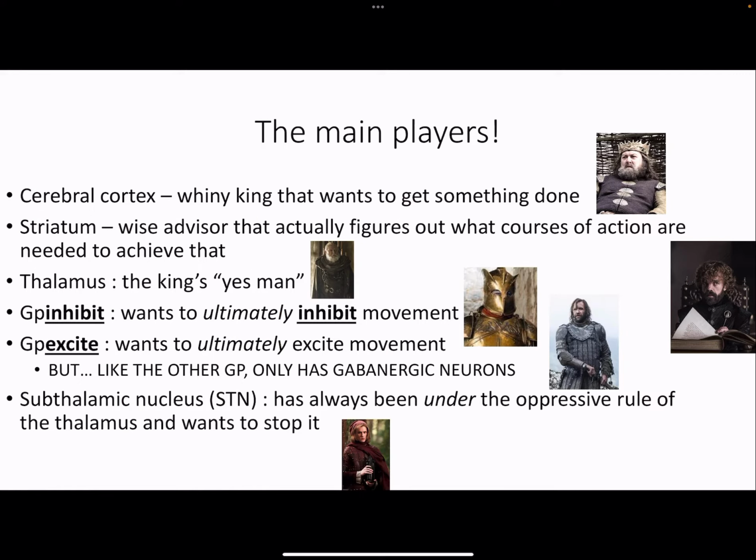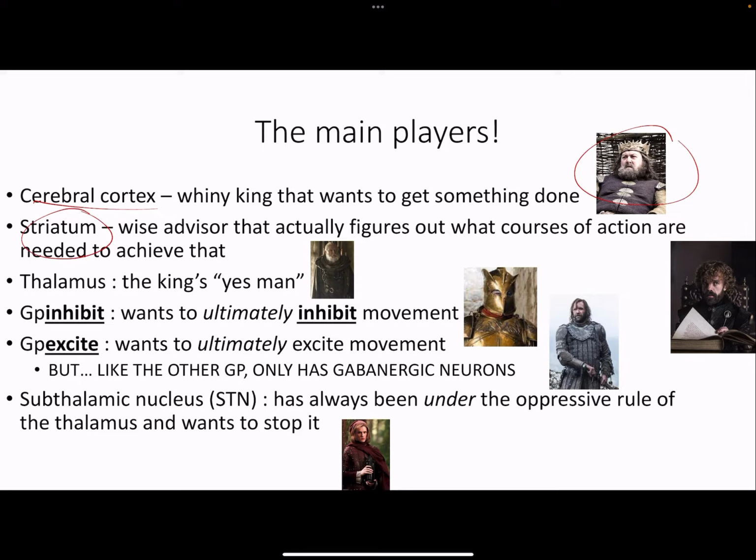So my dumb analogy involves Game of Thrones. If you haven't seen Game of Thrones, that's fine, because if anything, some of this is going to be spitting on the mythology, the lore. But the cerebral cortex is the king. They want something done, and they don't really know how. I want to move my hand. How should I do it? So the striatum is the advisor they go to and say, hey, I want to move my hand. How should we get this done?